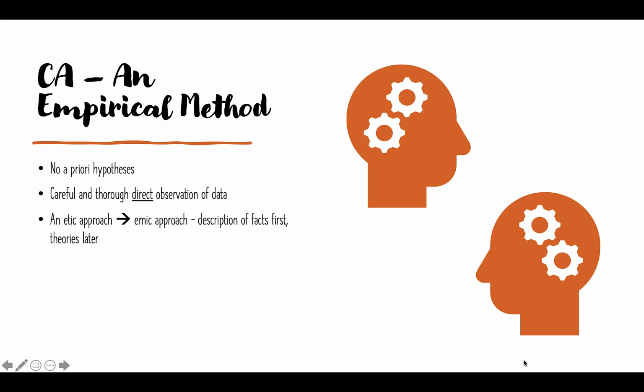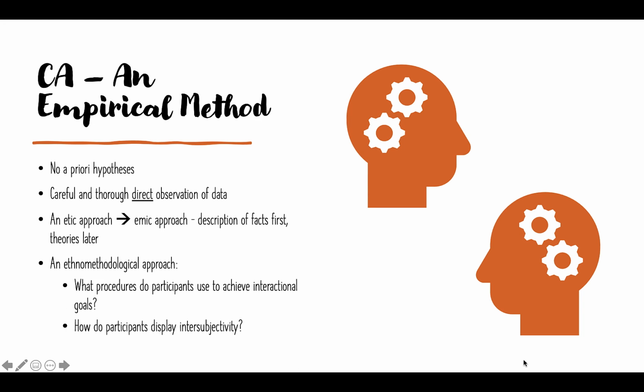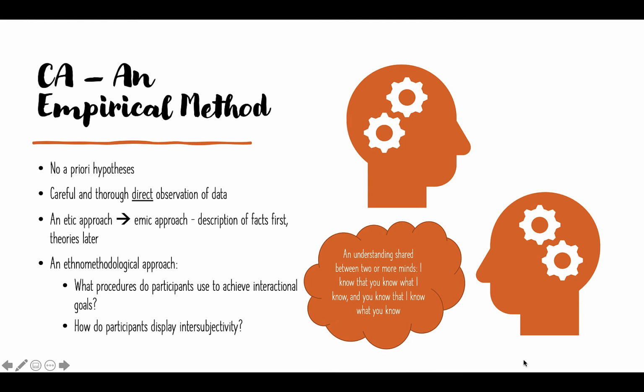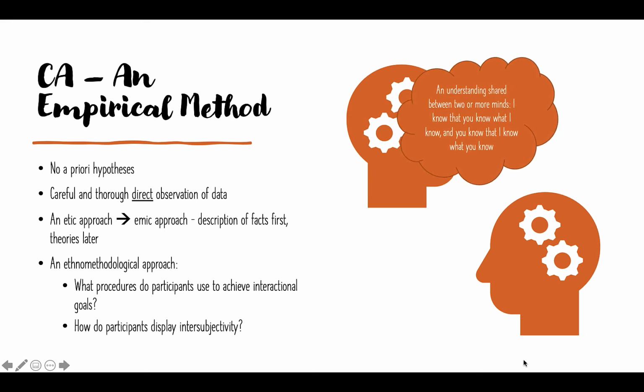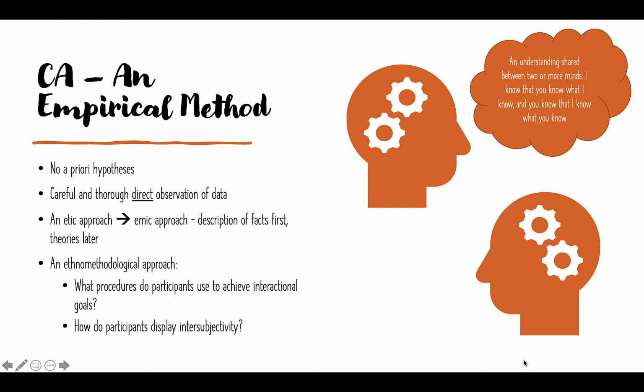In other words, CA is an emic approach. We first describe facts and construct theories later. We do not start out with a theory and then look for facts to either confirm or falsify it. And to reiterate, the driving principle of CA is ethnomethodology. We want to know what the participants do to achieve interactional goals and how they achieve intersubjectivity, that is, a shared understanding between two minds.